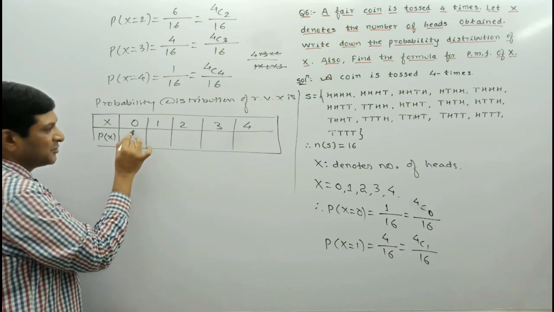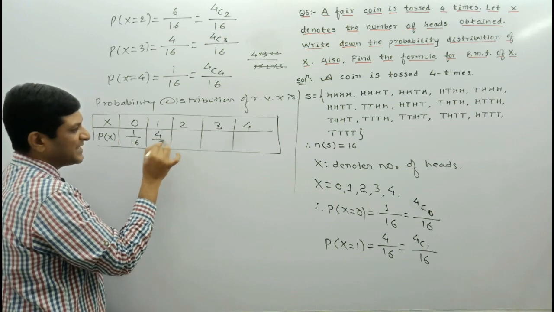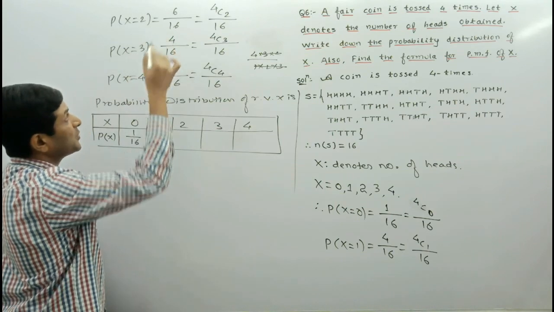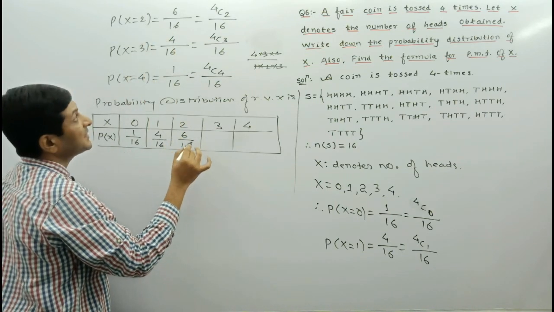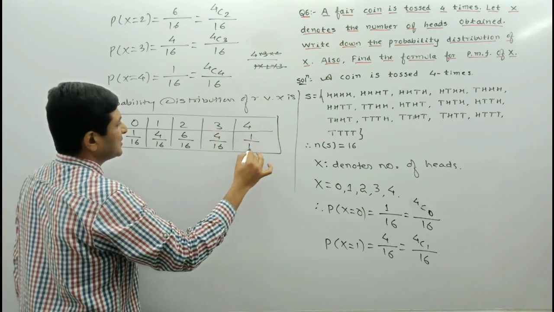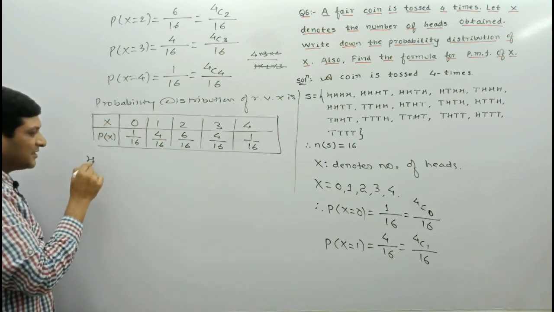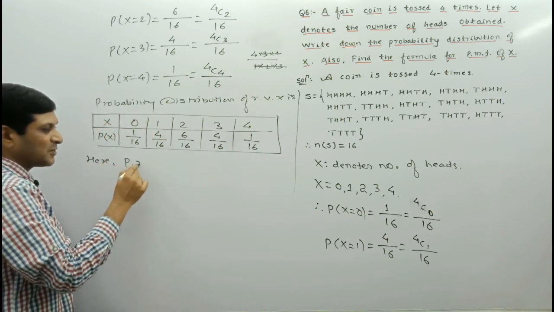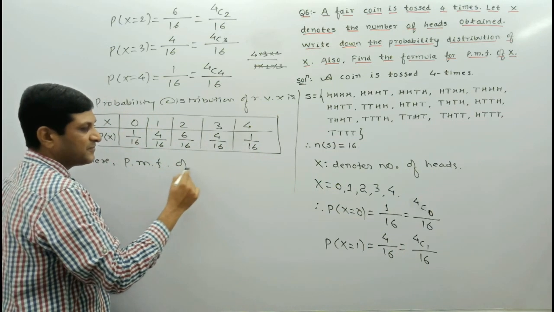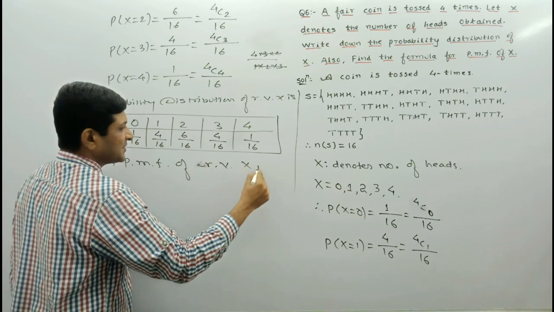When x is equal to 0, probability is 1 by 16. When x is equal to 1, probability is 4 by 16. When x is equal to 2, probability is 6 by 16. Then 4 by 16, and lastly 1 by 16. In this way we have constructed the probability distribution, and now the probability mass function of random variable x.